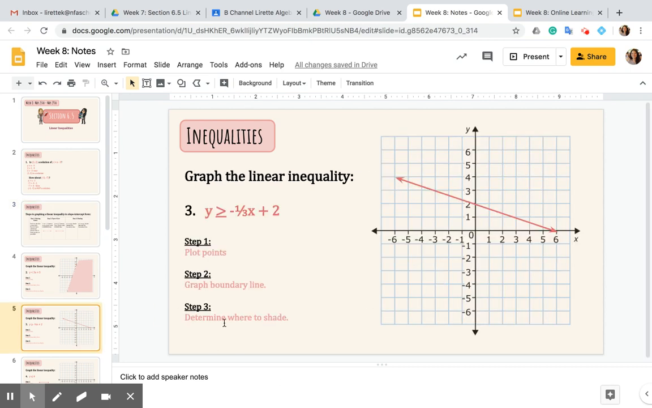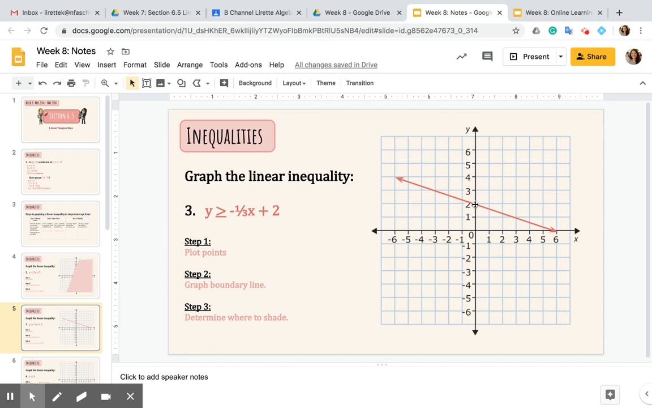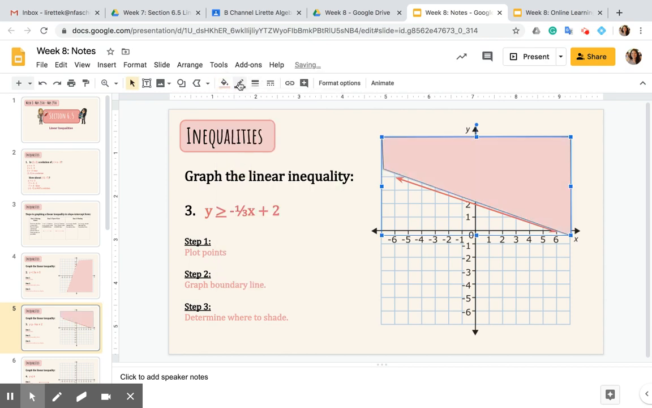And then step 3 says determine where to shade. If it's y is greater than or y is greater than or equal to, you're going to shade above the line. So the easiest way to do this is put your finger or pencil or cursor on the line and move vertically up. This puts me in this entire region of my graph. So that's the area I'm going to shade. So again, it's not going to be perfect. I'm going to do my best. If you were doing this on paper, you would just color in this entire region. So this entire region of my graph would get shaded, okay?